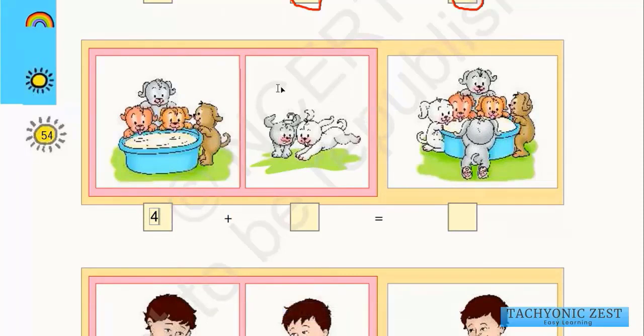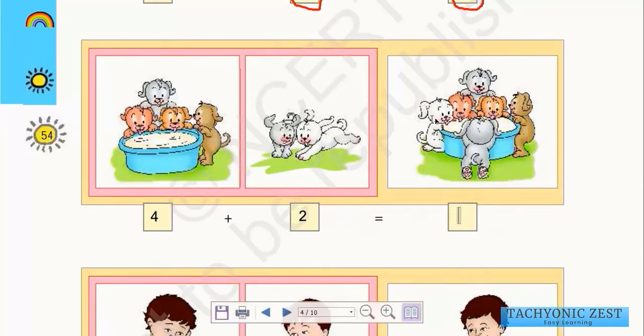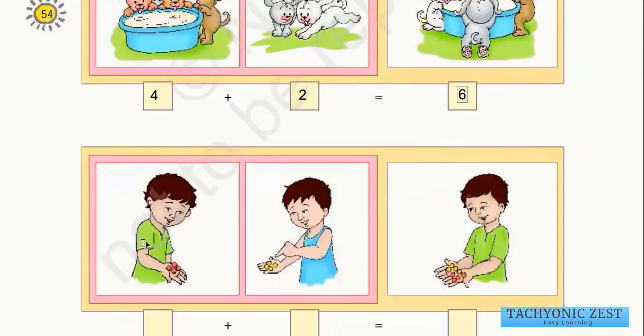Next few more objects are being added to them. How many are being added? Let's count here. 1, 2. So we are adding 2 more objects. So finally what the answer is, if we add 2 more objects to 4 objects, what we get is, let's count, 1, 2, 3, 4, 5, 6. So we get 6 objects. So if we add 4 objects with 2 objects, we will get 6 objects.